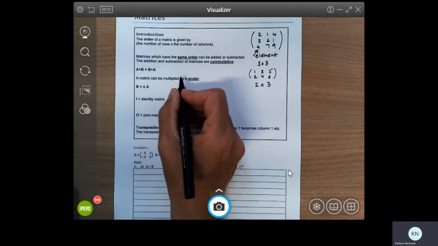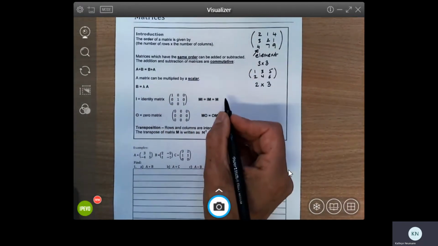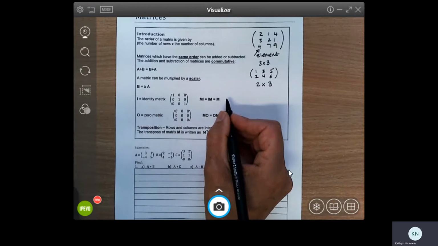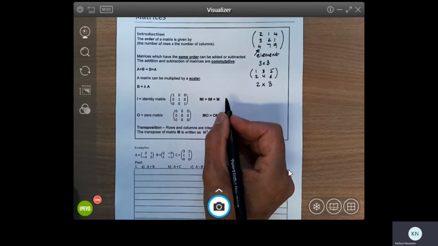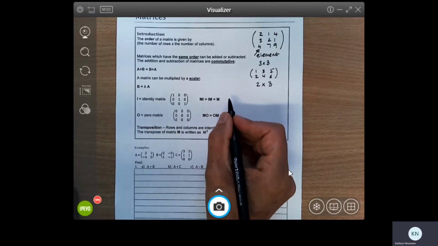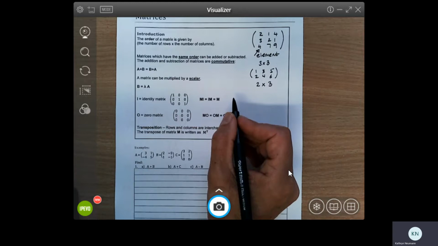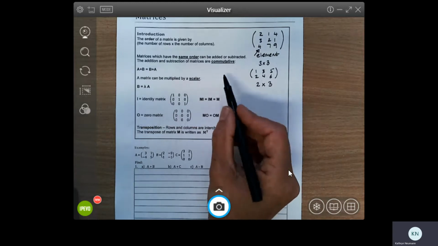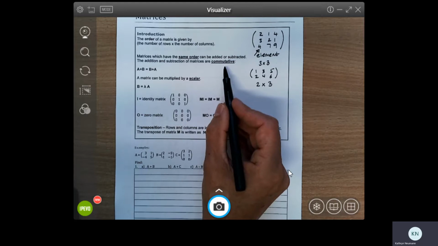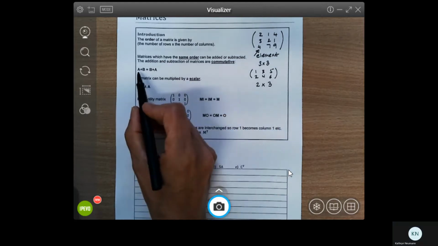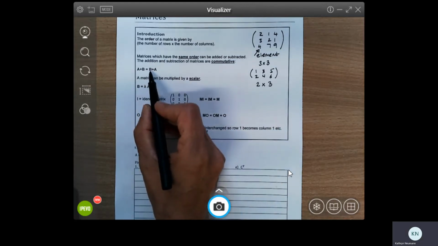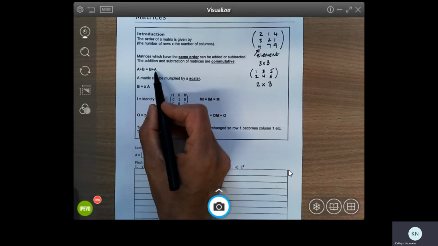We need to be able to add and subtract matrices, and we need to be able to multiply them by a scalar. All of this is fairly straightforward, but it's important to understand that you can only add and subtract matrices if they have the same order. It's also important that you get used to this word commutative. That means that an operation A plus B is equal to B plus A.